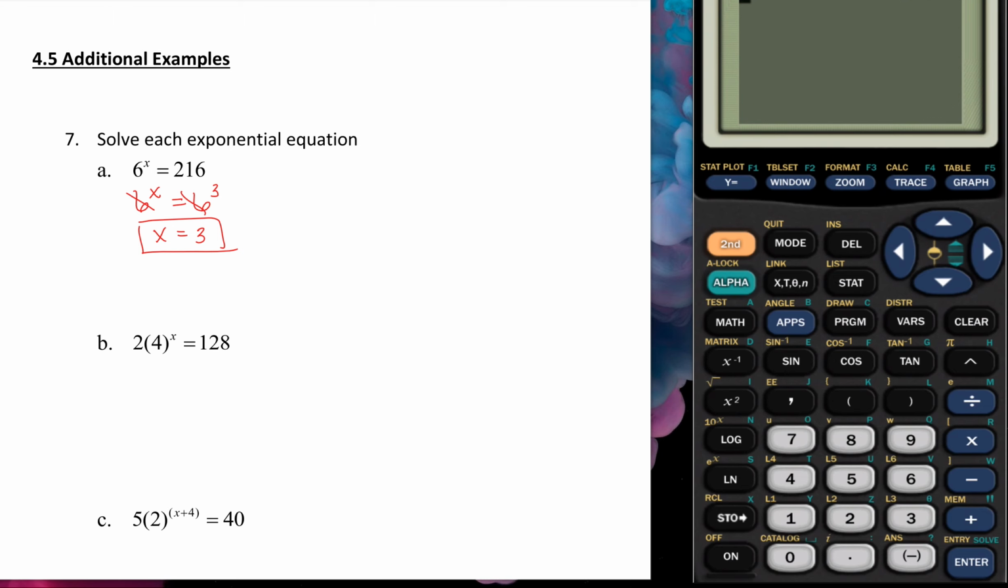Okay. So we go to y equals in our calculator, and we're going to put in 6 raised to the power of x.